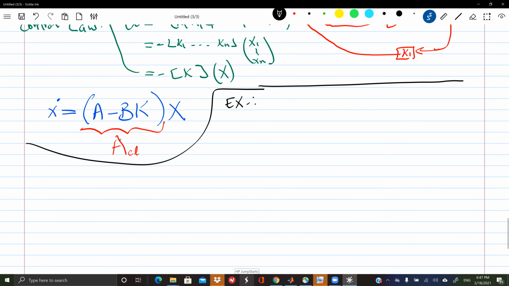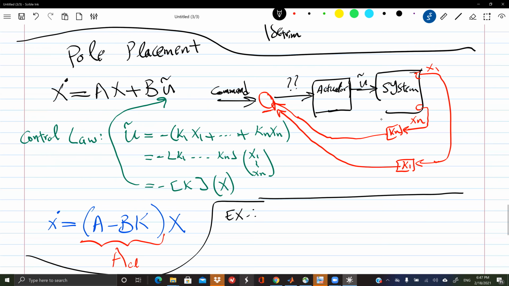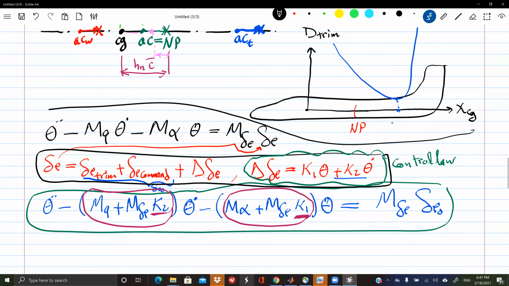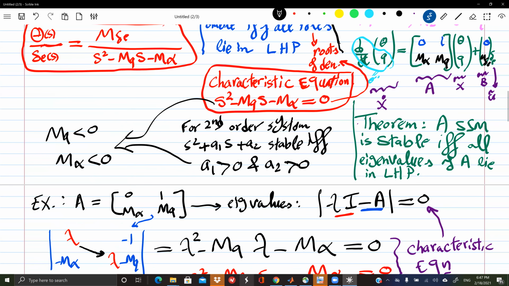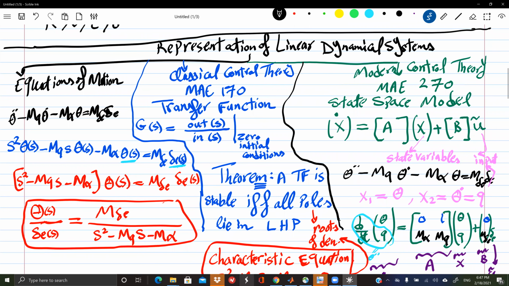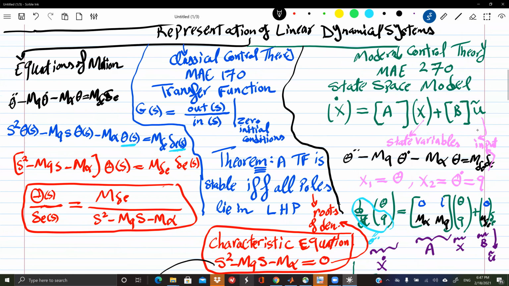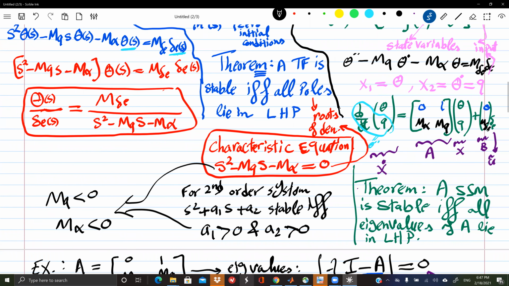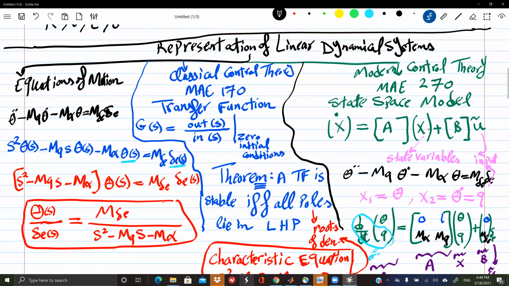Professor? Yes. I apologize, but the B matrix, what was it again? I don't remember. No, that's fine. This is the standard form, where we have something multiplying the x's and something multiplying the input. So here, for example, our B matrix is 0 and M delta elevator. It's whatever multiplies the input in your equations of motion. This is the B. A is the relation between the states and each other. B is the relation between the states and the input. U tilde is the input, okay?